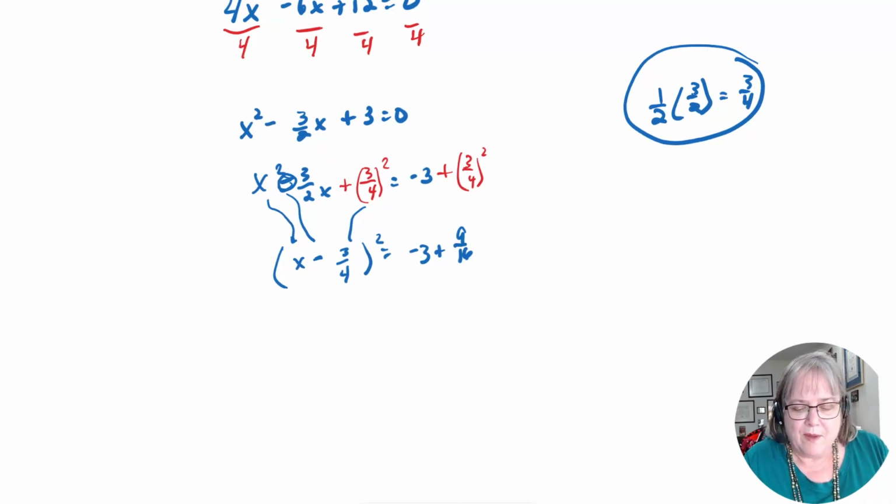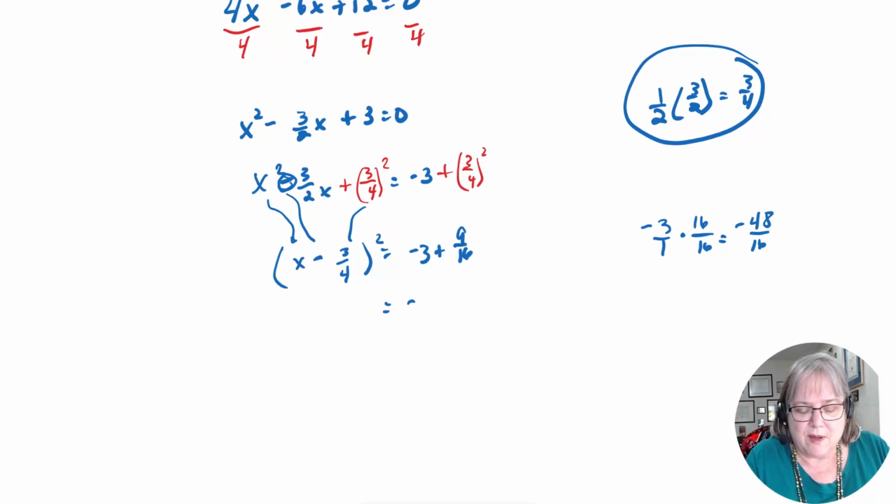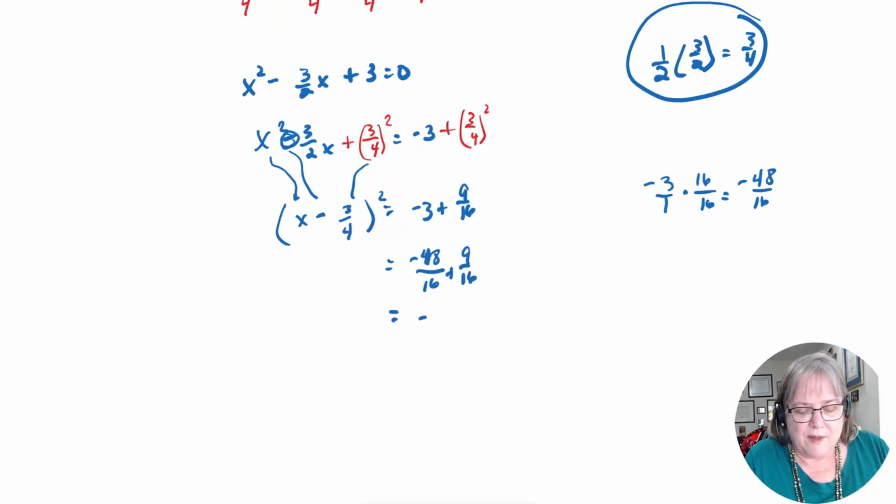All right, so minus 3 over 1, and I need 16ths, is minus 48/16. So this is minus 48/16 plus 9/16. This is minus 39/16.